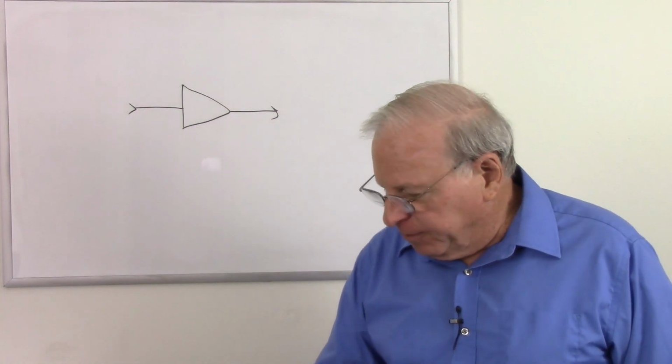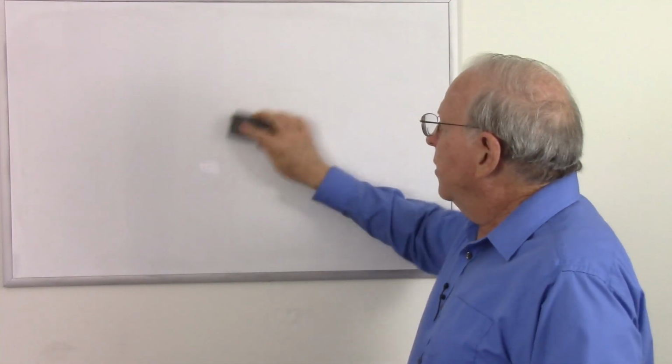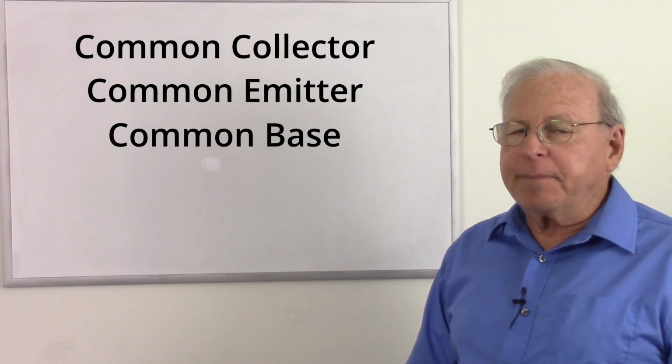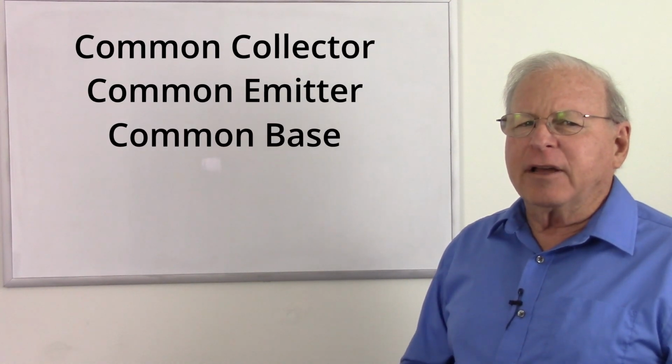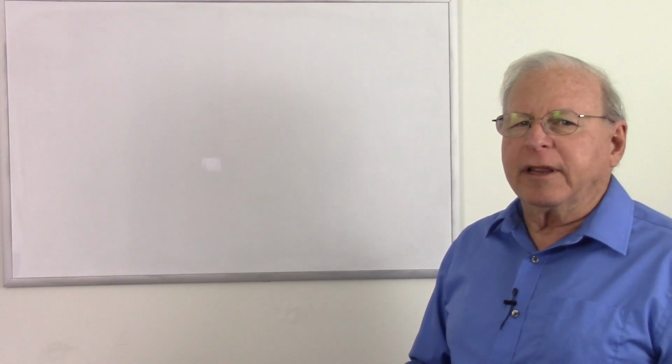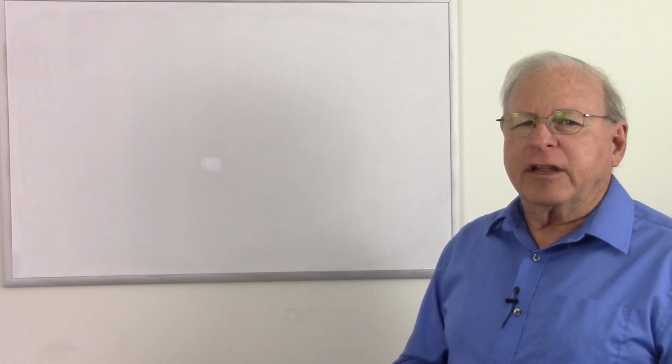There are three basic amplifier configurations. Those configurations are common collector, common emitter, and common base. And they're named because that particular terminal is common to both the input and the output. So let's take a look at some of these circuits.